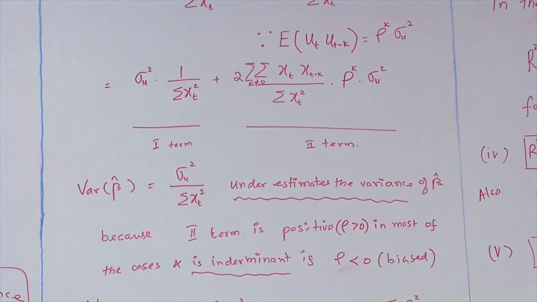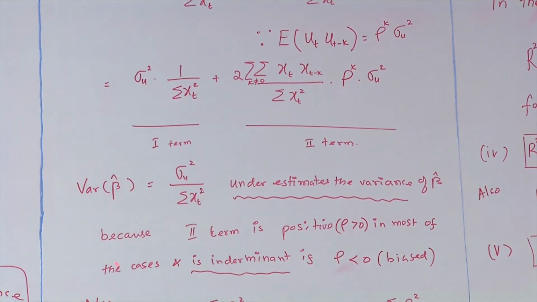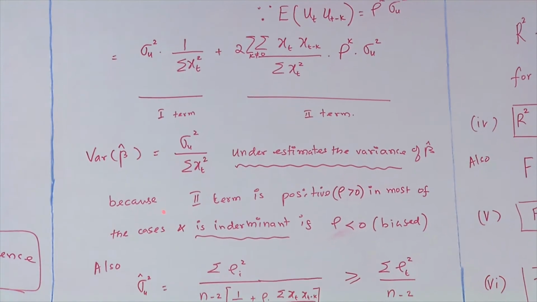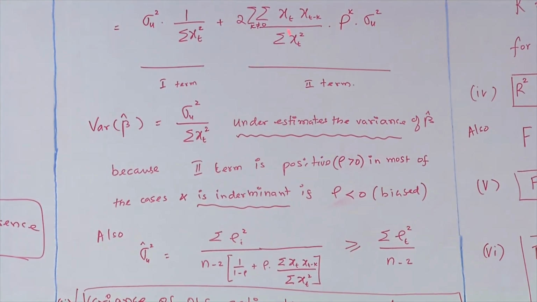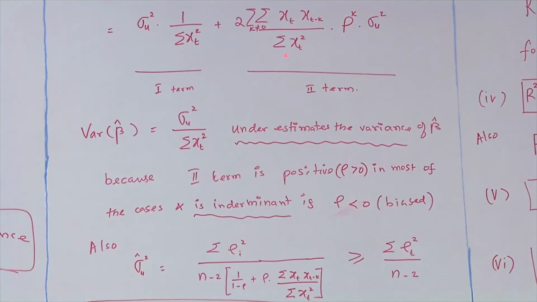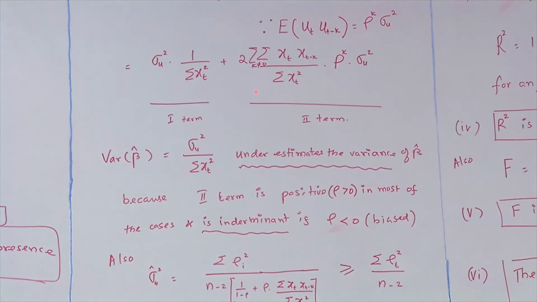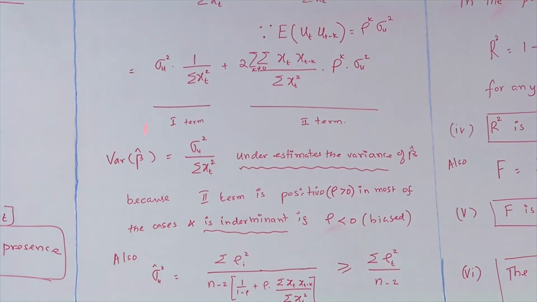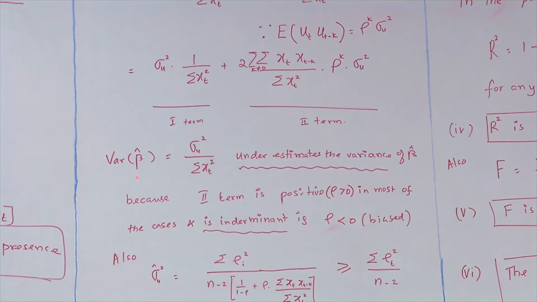So if rho is taken as greater than 0, because that is the most likely case true for the economic variables, this second term is strictly positive. Even otherwise, if rho is less than 0, then this term will in fact bias the estimate of variance of beta hat. So what we conclude is, if in most cases rho is greater than 0, then this is strictly positive, and hence variance of beta hat is underestimated in this formula.